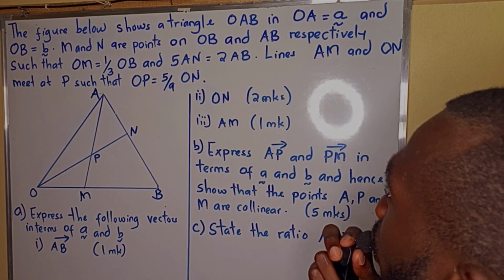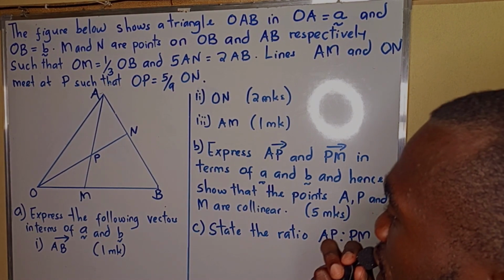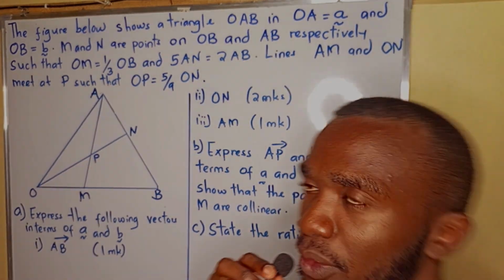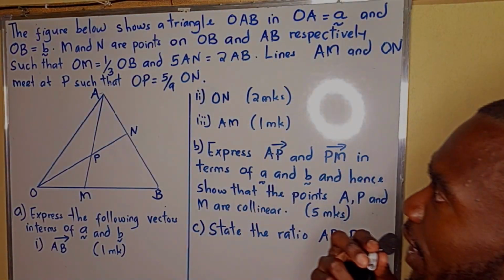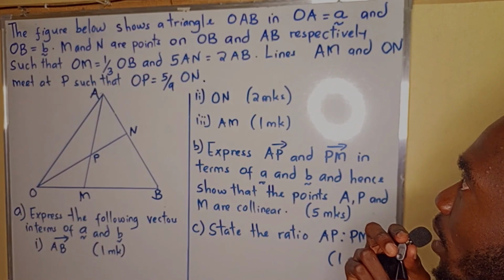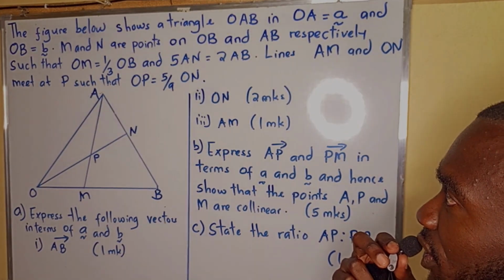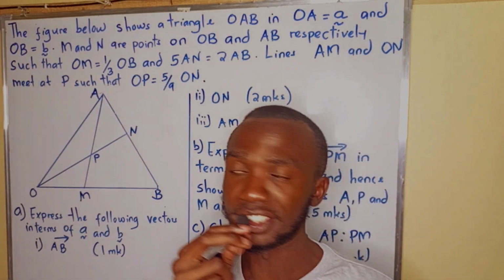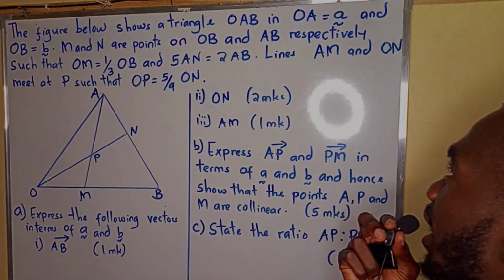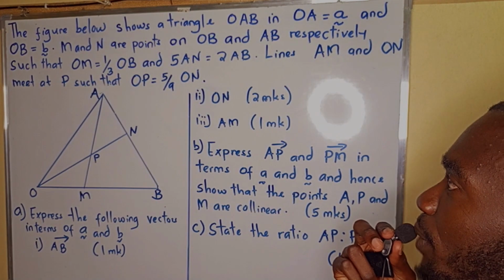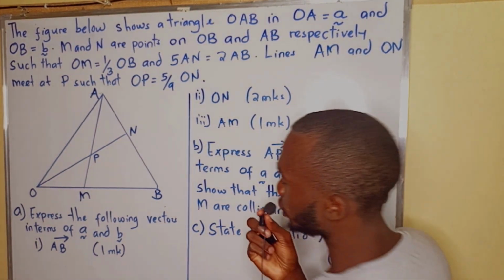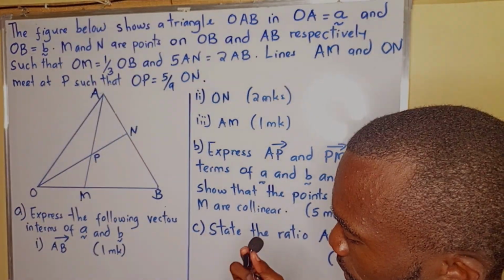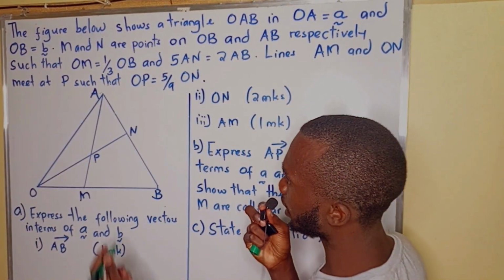In OAB, OA is equal to a and OB is equal to b. M and N are points on OB and AB respectively, such that OM is equal to a third OB and 5AN is equal to 2AB. Lines AM and ON meet at P. So in this one we have the triangle that we have been told, OAB. So triangle OAB is this one.